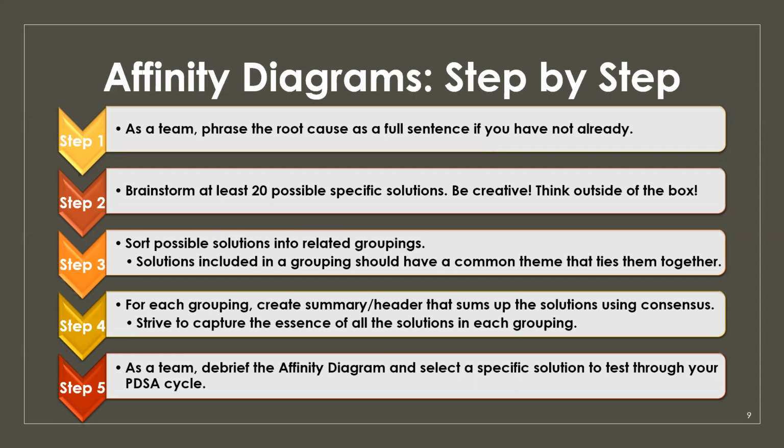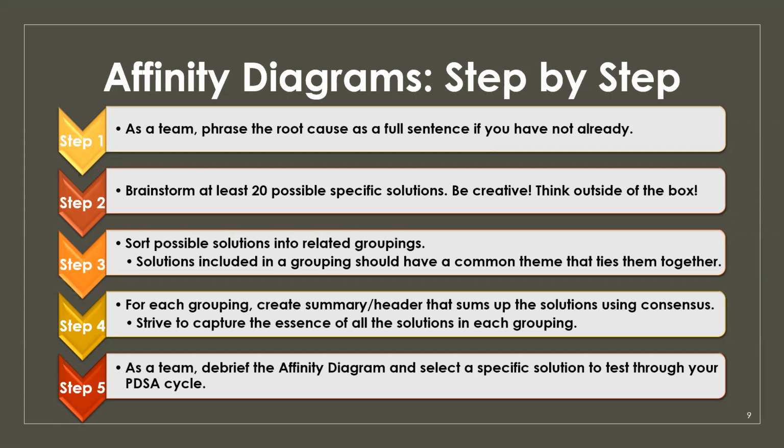So let's take a quick look at the step-by-step process for creating an affinity diagram. To begin with, we encourage the team to phrase the root cause that they have selected as a full sentence. In doing this, you have this one idea that everyone is focused in on, and then they're able to brainstorm specific solutions based on that one root cause that you all have selected. You should encourage the team to be creative and think outside the box. Once the group has come up with the brainstorm specific solutions, the next step is to sort the solutions into related groupings, focusing on whether there is a common theme that links particular solutions together.